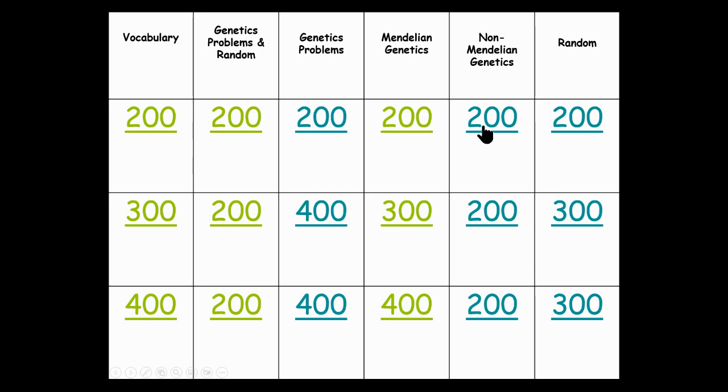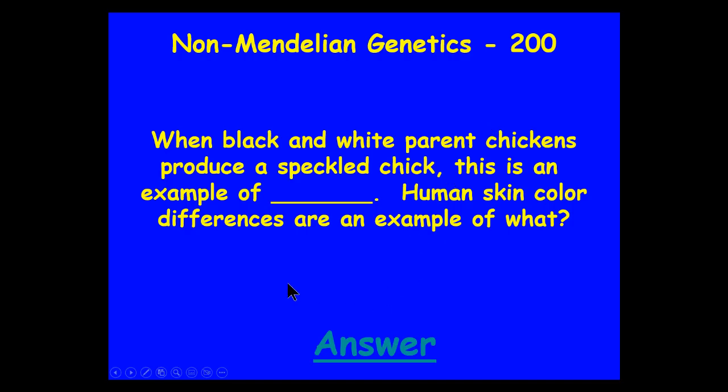All right, non-Mendelian genetics. When black and white parent chickens produce a speckled chick, this is an example of blank, when you can see both of the traits of the parents in the offspring. What's that called? Human skin color differences are an example of what?